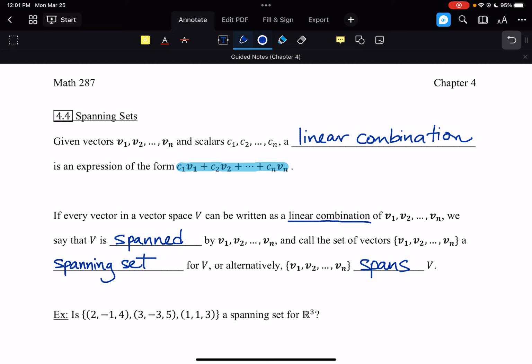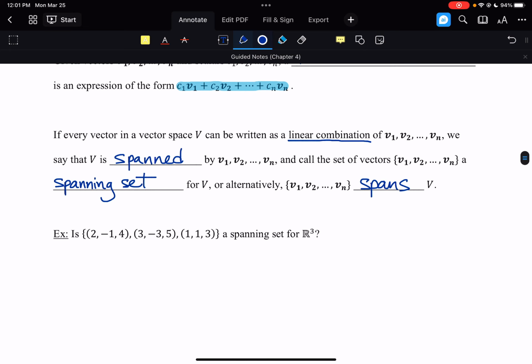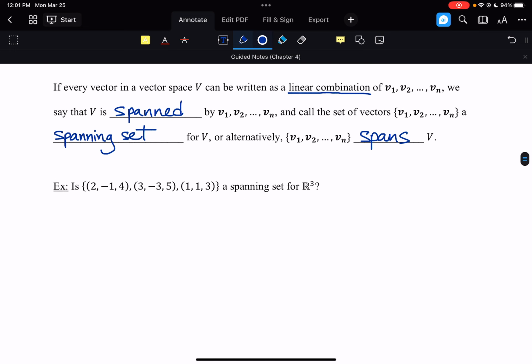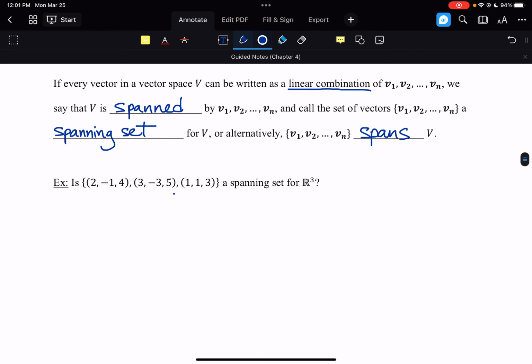If there are some missing, where I tried to find one vector but couldn't create it using this set of vectors, then maybe it doesn't span the entire vector space. So, for example, let's look at an example with R3. Is this set of vectors a spanning set for R3?